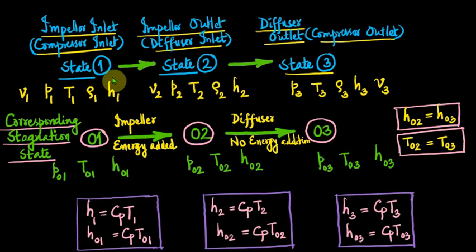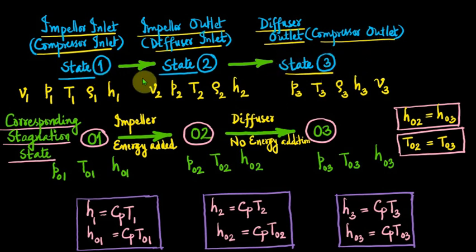Let's consider the different stages involved in the operation of a centrifugal compressor. We essentially have two stages: the impeller stage and the diffuser stage, that is, impeller action and diffuser action. Impeller inlet or compressor inlet is represented by state 1, impeller outlet or diffuser inlet by state 2, and diffuser outlet or compressor outlet by state 3.